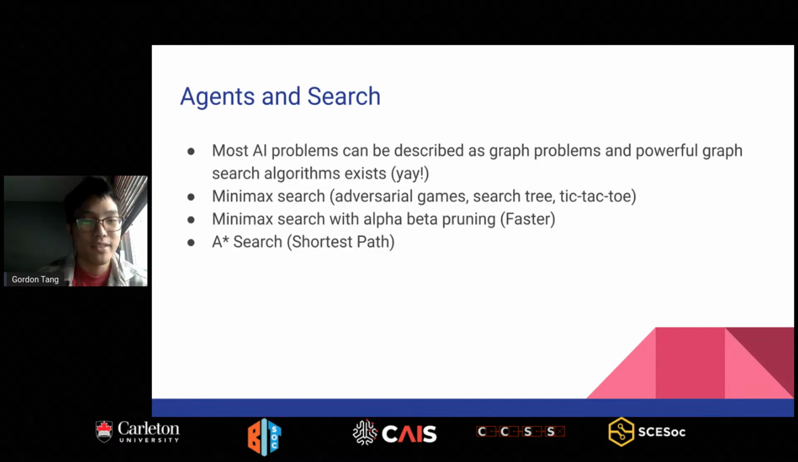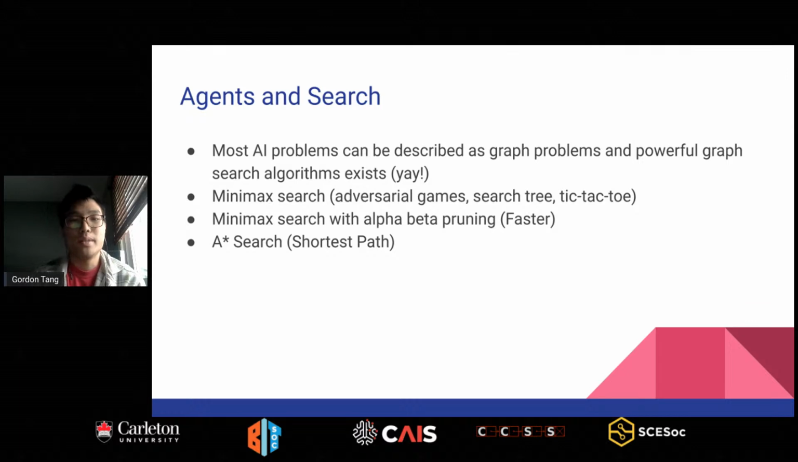Cool, so I'll just dive right into the first topic, agents and search. Most AI problems can be described as graph problems, and powerful graph search algorithms exist. You probably heard of graphs from Comp 1805. They're just nodes and vertices connected by edges. Examples of really powerful algorithms would be A-star search, shortest path from 2 points, and others like minimax search, which is really useful for adversarial games.